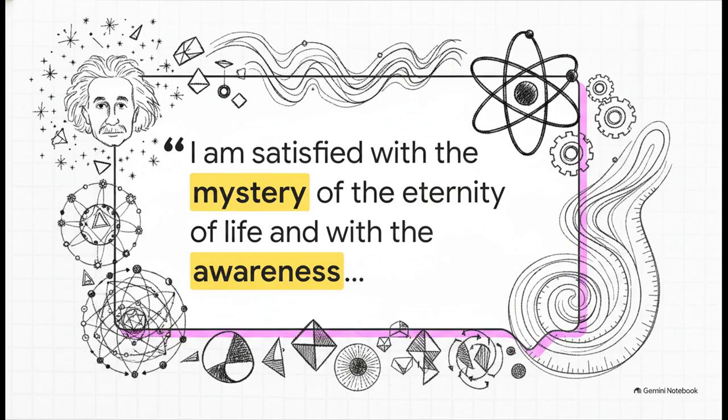And you know, Einstein himself was deeply captivated by this structural perfection. He once said, "I am satisfied with the mystery of the eternity of life and with the awareness and a glimpse of the marvelous structure of the existing world." He believed the ultimate goal of the theorist was to find the mathematically simplest concepts, those foundational axioms from which the entire cosmos could be built. He was always searching for this underlying, unchanging structure to reality.